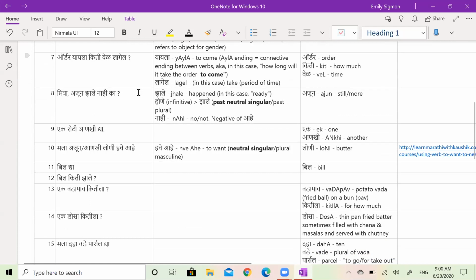Order yaila kiti ve lagel. So lagel is that verb that means everything. Order is easy. Yaila, to come. Kiti ve, so how much time will it take? Lagel in this case means how much period of time it takes. So how much time will it take for the order to come?